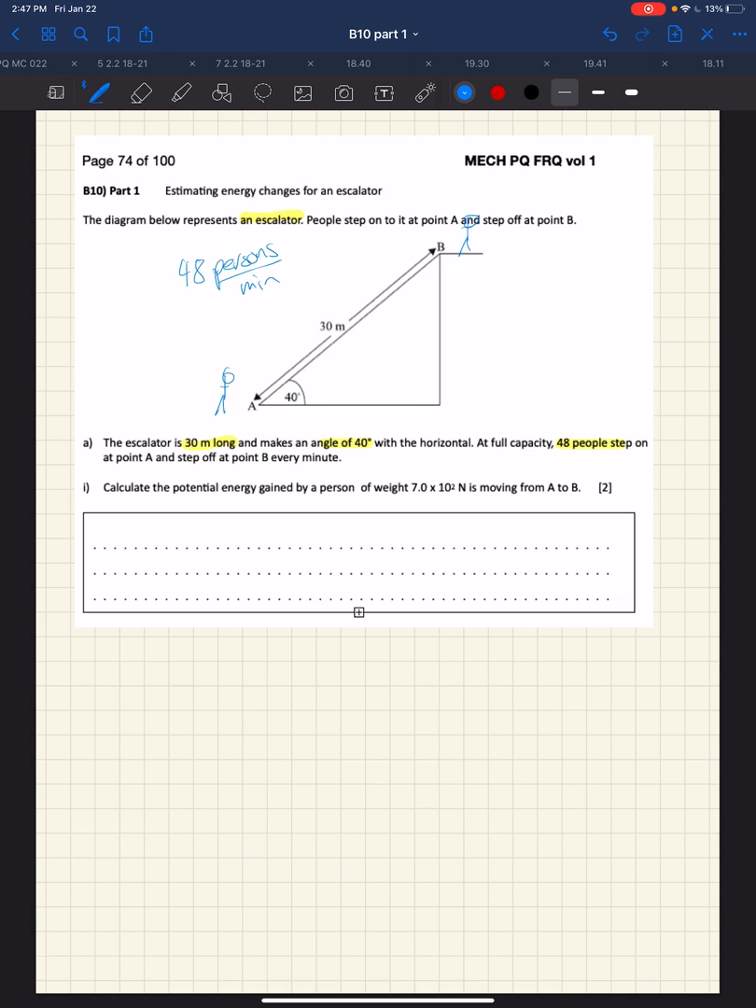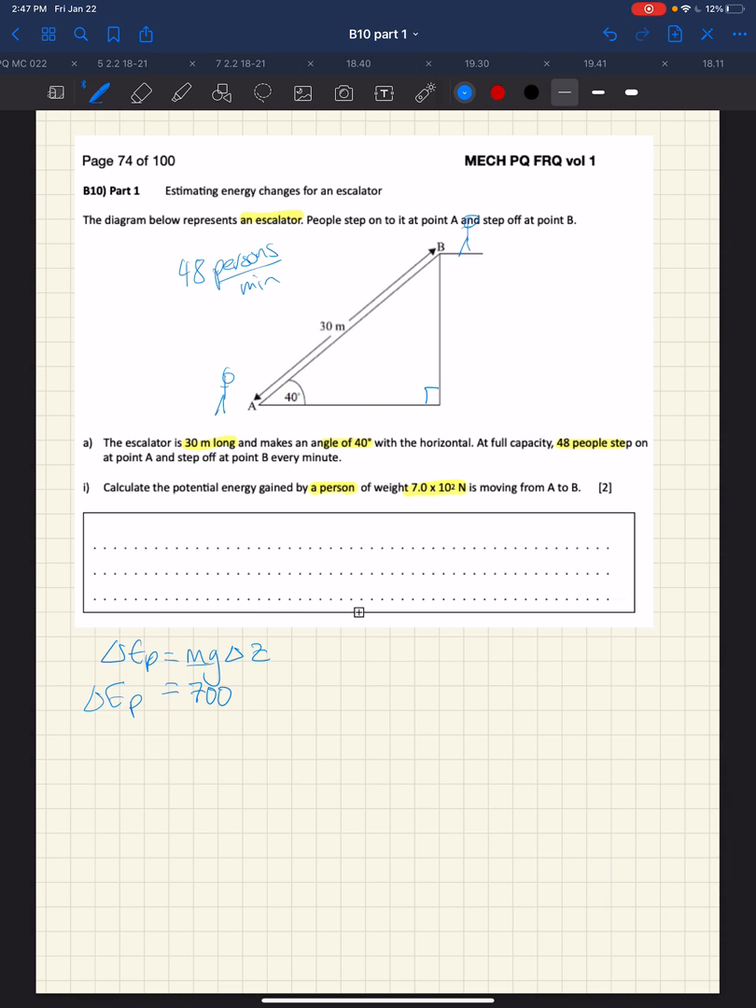We're asked what the potential energy gained by one person, with a weight of 700 newtons, moving from A to B is. Well, the change in potential energy is mg delta z. And mg, that mass times gravity, is the weight, so we know that's 700. So we are simply tasked with finding out what the change in z is.